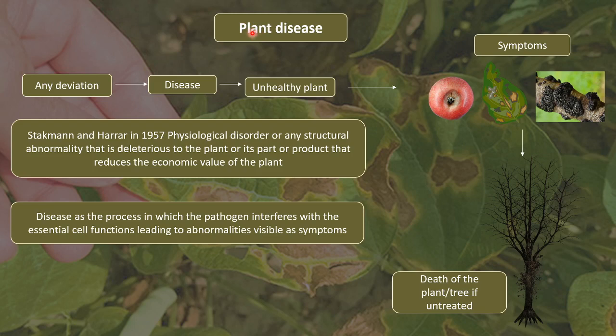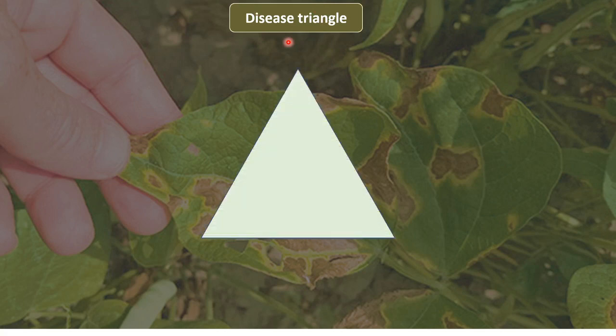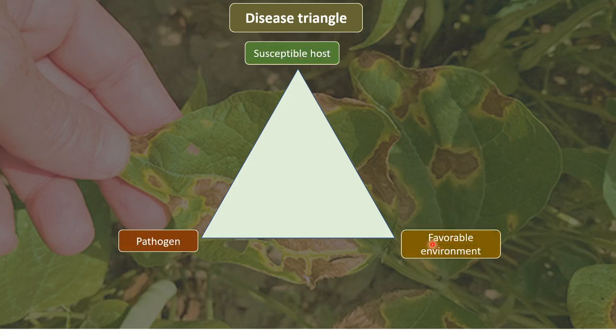So now that we know what plant disease is, we move to our next topic, which is the disease triangle. Disease triangle is a hypothetical model made to give an understanding of what the requirements are for a disease to happen. So disease triangle has three main requirements. These are pathogen, susceptible host, and a favorable environment.